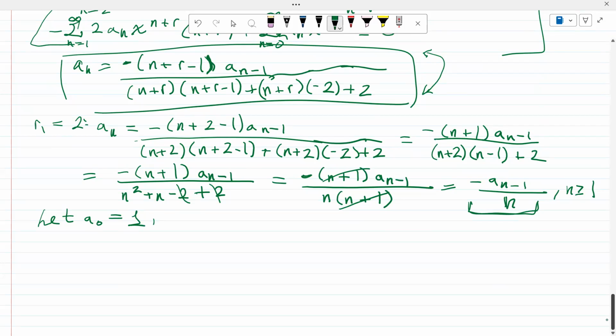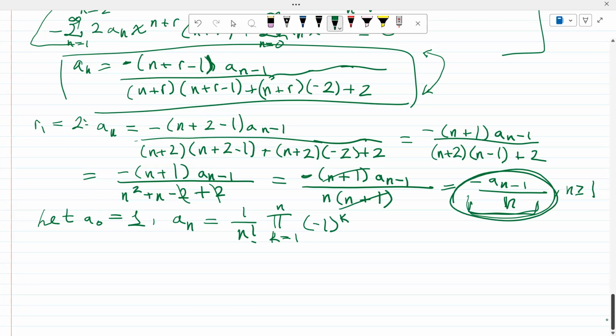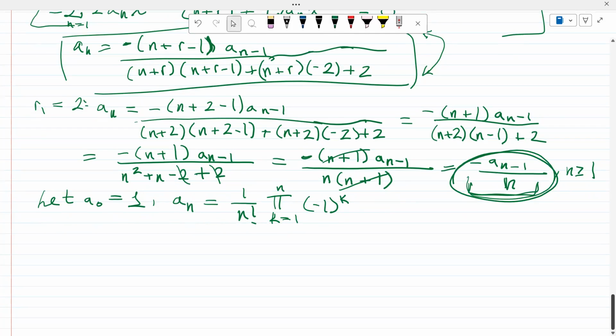If we let a naught be equal to 1, then we get that our generalized expression is 1 over n factorial times the big product of k equals 1 to n of negative 1 to the k. And we can get this very simply by just coming up with iterations of this ourselves. I remember when I was taking this course, the main way that I figured out what to do with these was just writing down what every term should end up being.